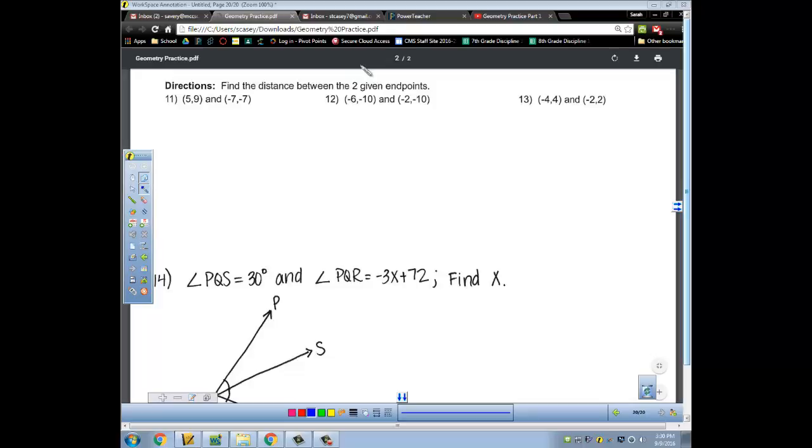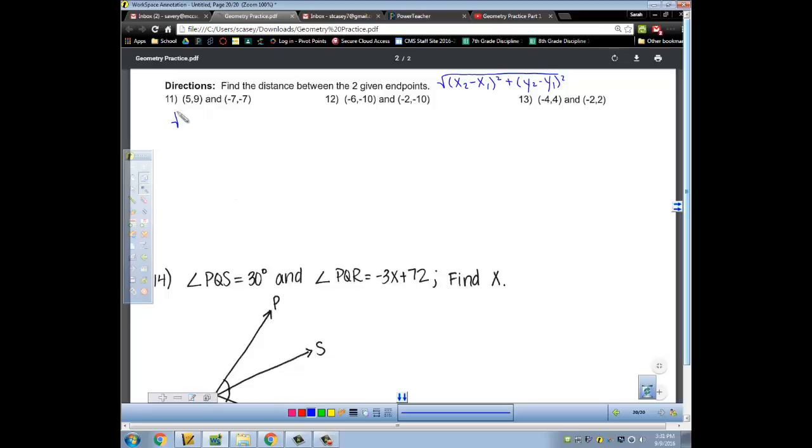And just like with the midpoint, be very, very careful with your signs and your adding and subtracting because you don't want to mess those up. So the formula was the square root of your x values subtracted, so x2 minus x1 squared, plus your y values subtracted. Okay, so we're going to be using that.